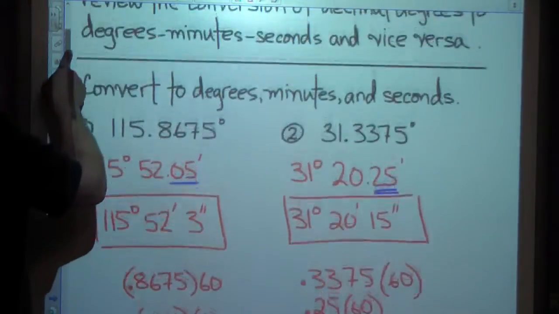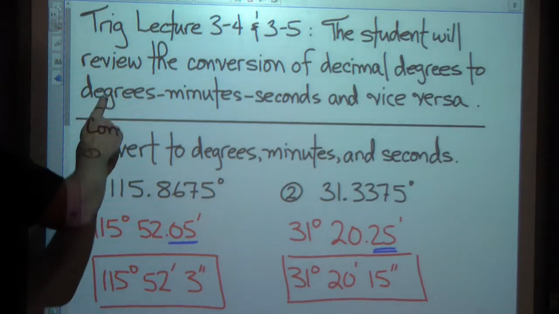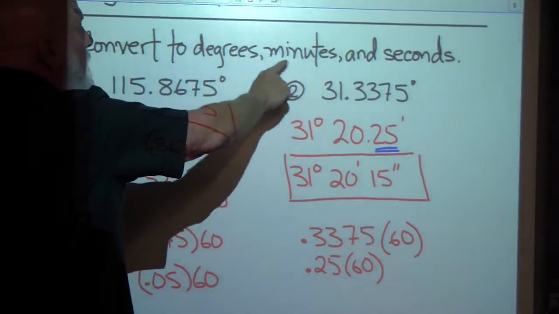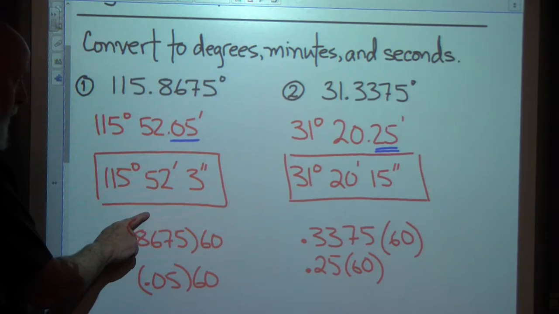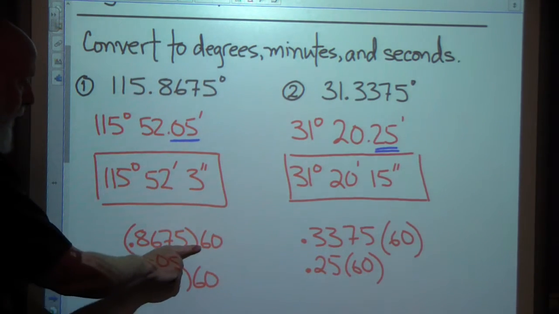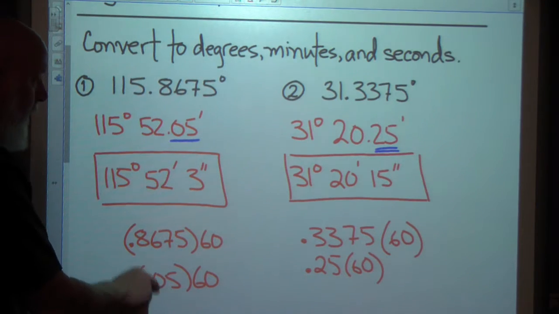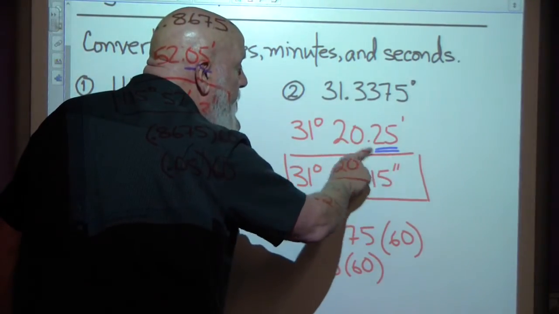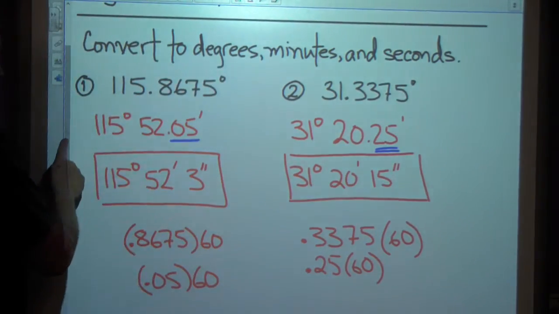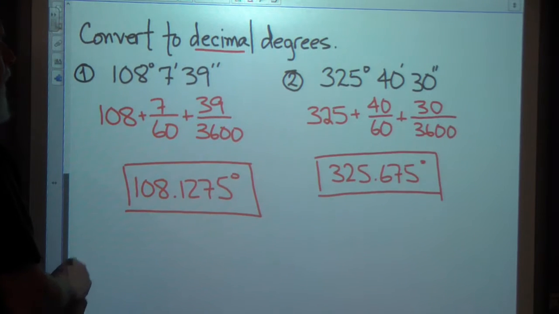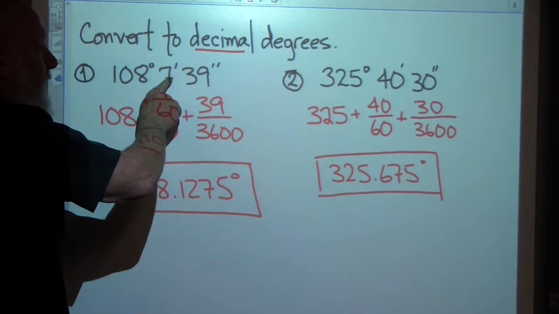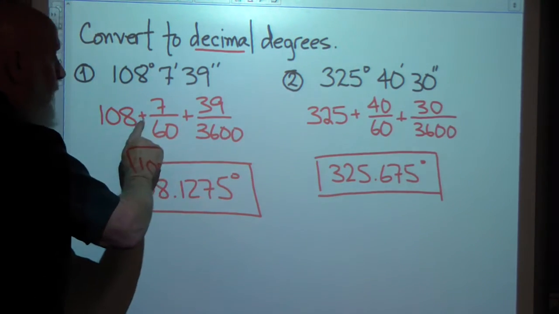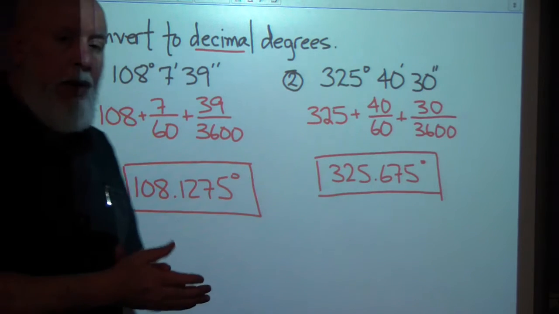Our objective was to review the conversion of decimal degrees to degrees, minutes, and seconds, and vice versa. So decimal degrees to degrees, minutes, and seconds: we multiplied by 60 and then multiplied the remaining decimal part by 60. And then to go from degrees, minutes, and seconds, we divide the minutes by 60, and the seconds by 3600, and add it all together. So, okay. You can do this.